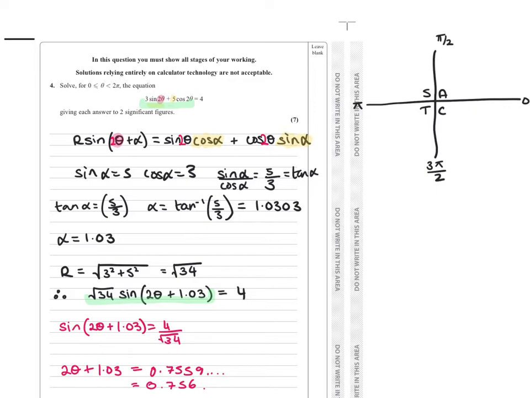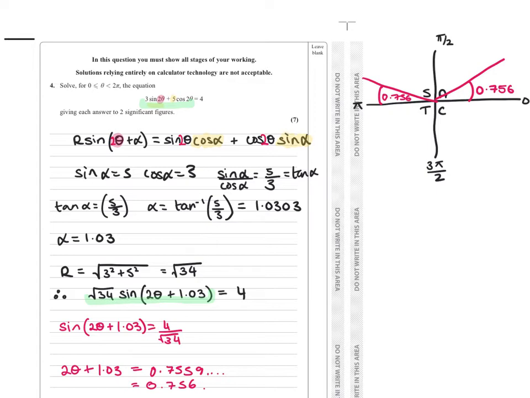We've got 0.76. So we know our angle is here. Okay? This is 0.756. This same angle is also reflected here because we're looking at the sine graph. So we have 0.756. Perfect. So that's step 1.